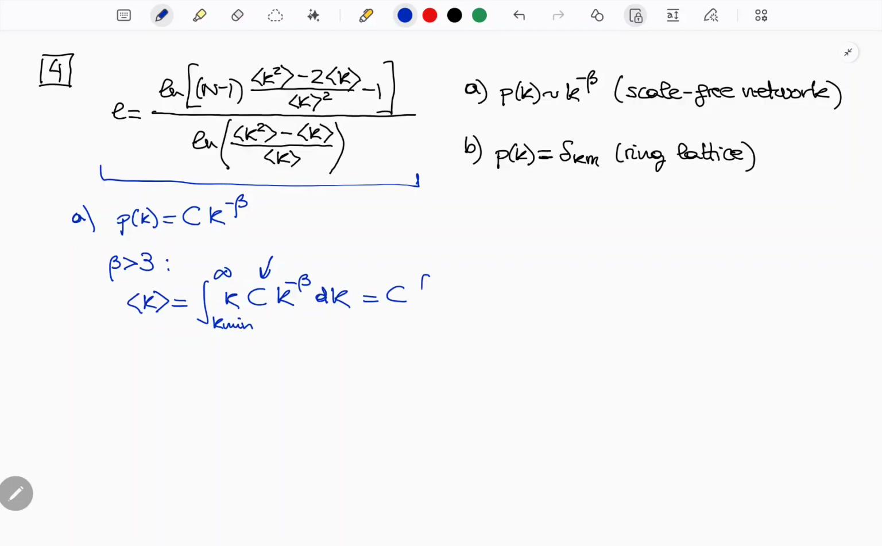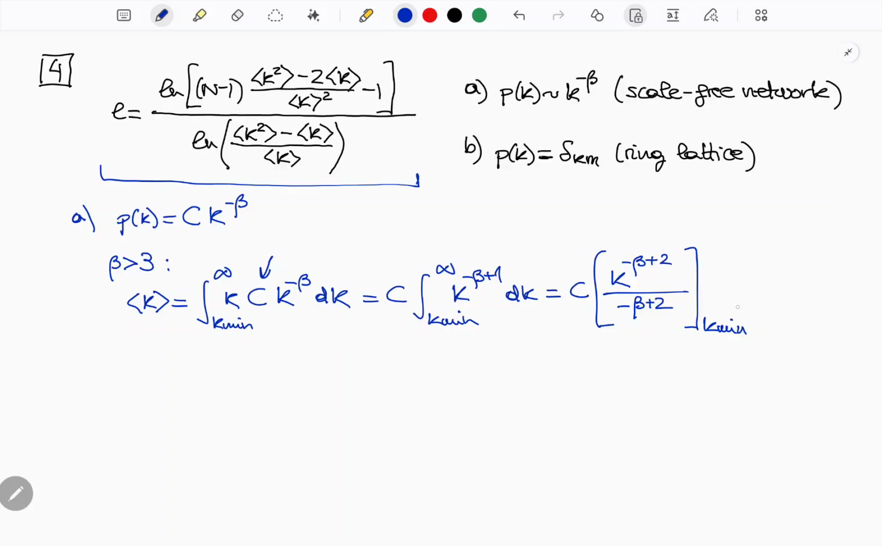So this is c times the integral from k min to infinity of k to the minus beta plus 1, differential of k. Since beta is greater than 3, I can write this as c times k to the minus beta plus 2, divided by minus beta plus 2, evaluated at the bounds of this integral. So this is the result.